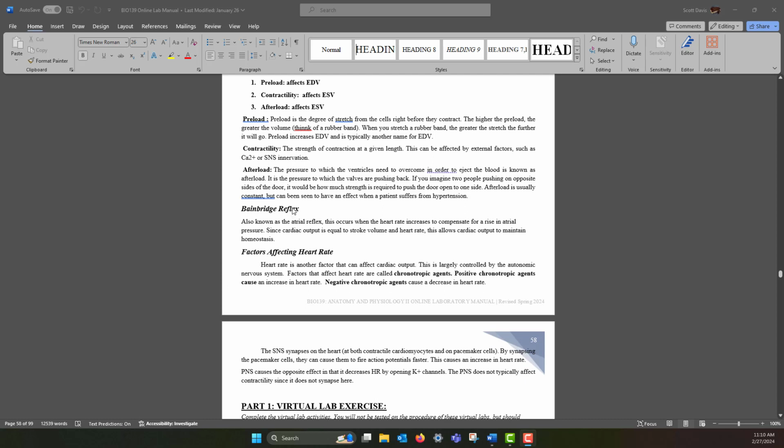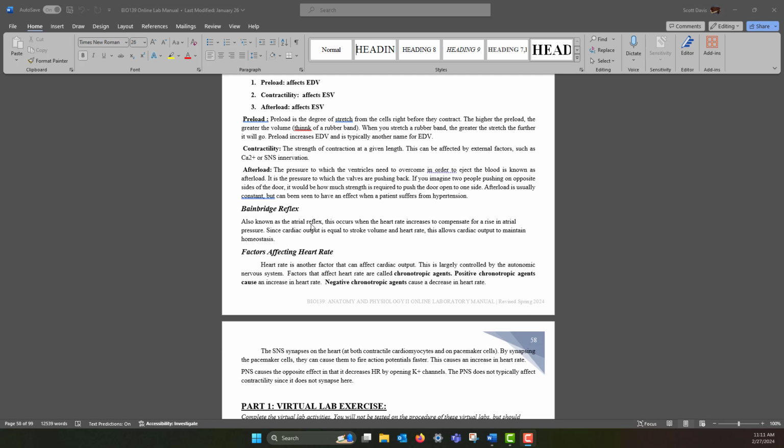Okay, Bainbridge reflex. The Bainbridge reflex is one of two factors that are reflexes built into the heart, well, the heart and some of the vessels around the heart, that can directly increase heart rate. So one of them we will talk about next week. One of them, the Bainbridge reflex, we'll talk about here. The Bainbridge reflex is sometimes called the atrial reflex or the atrial stretch reflex.